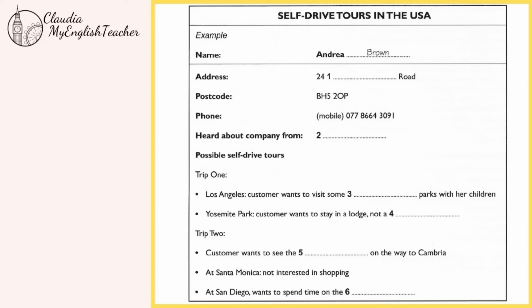The questions are relatively easy, and there will always be names of people, addresses, postcodes, phone numbers. In some tests, you can have days of the week, months, years, and times of the day. In this case that we're looking at now, we have the name of a person, the address, the postcode, and the phone number. As you can see, the postcode and the phone number are already there.